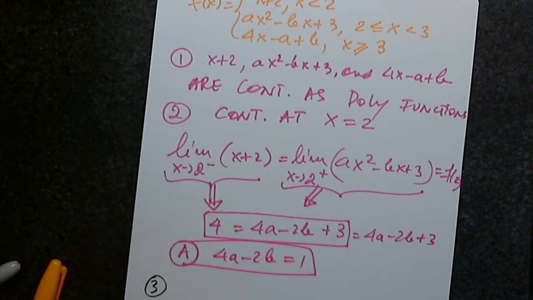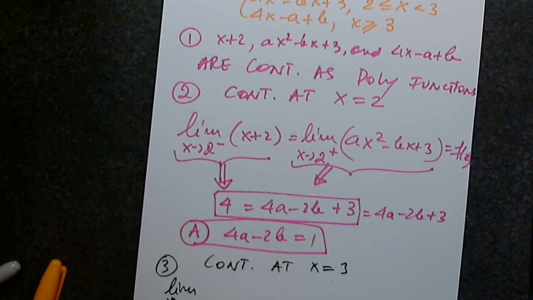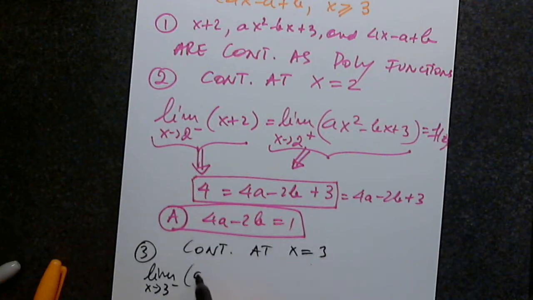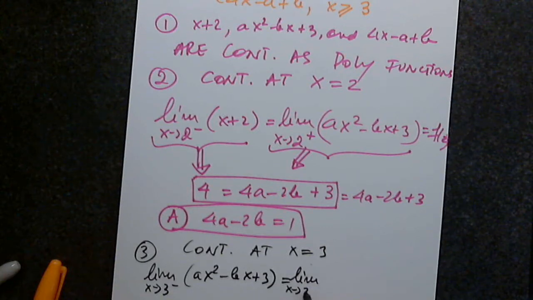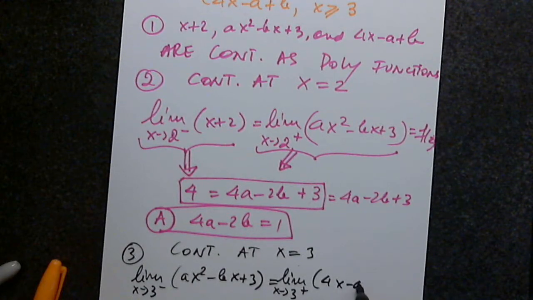And the last step is continuity at x equals 3. Awesome. So then that means limit as x approaches 3 from the left. Which branch? The middle one. Very good. Ax squared minus bx plus 3 equals limit as x approaches 3 from the right, yes, very good, 4x minus a plus b, which must equal f of 3.